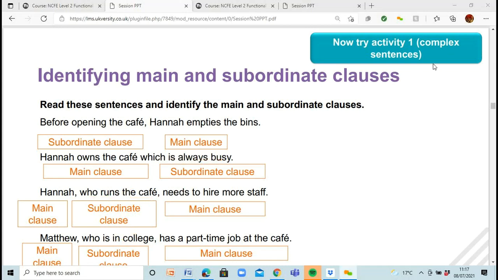But if I was to do it the other way around and get rid of all the main clauses, they don't make sense. So I'm going to read them without the main clause. So, which is always busy, who runs the cafe, who is in college. None of these make sense. So which is why the subordinate clauses are those pieces of information, those pieces of writing, that if they're read on their own, then they don't make any sense.